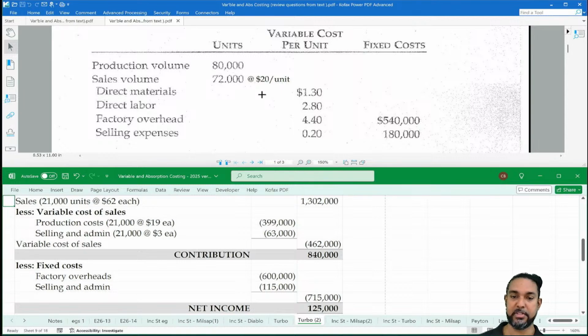So we sold 72 at 20. So that's going to be in your first line. 72 by... one second. My mom called.